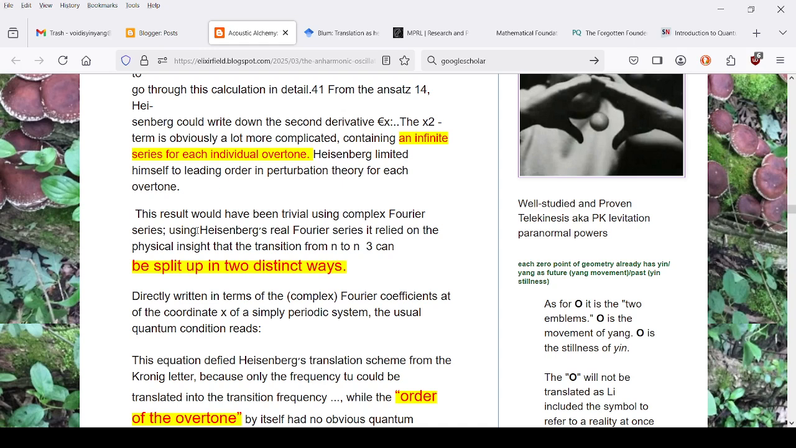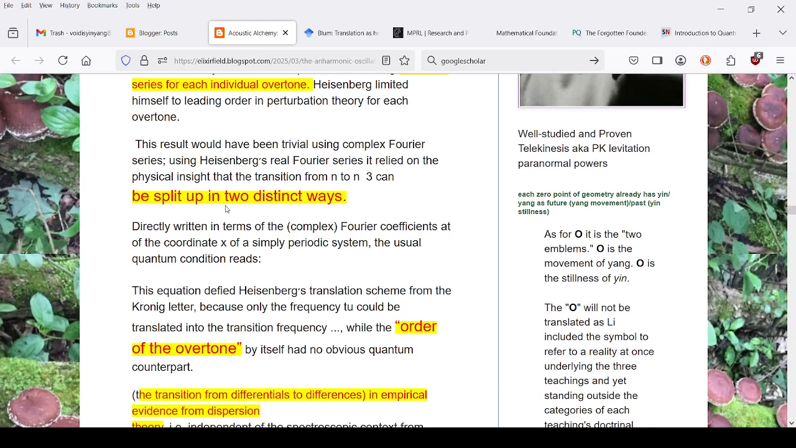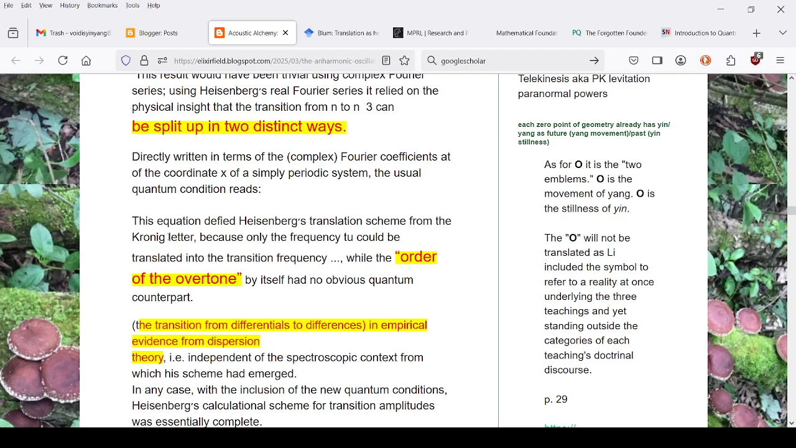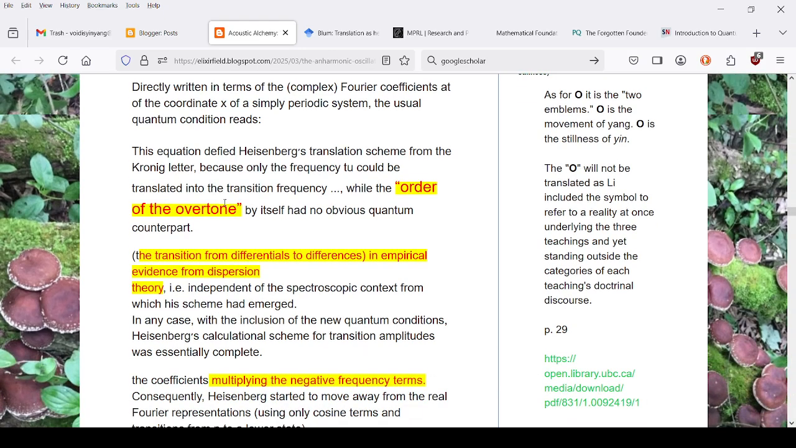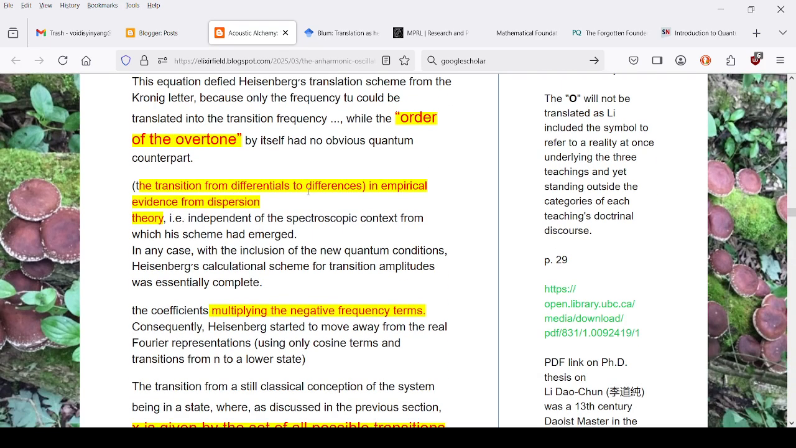And using just the classical complex Fourier series, it would be trivial, but he was using a real number Fourier series, so he could split it into two distinct ways, meaning it's non-commutative. And so this is where he describes it as the order of the overtones. So that's precisely the same thing you find in music theory, is the transitional frequency is actually the order of the overtones. In this case, again, the perfect fifth would be non-commutative based on the order of the time in relation to the frequency. So that's why he had to use discrete differences and not classical differentials.